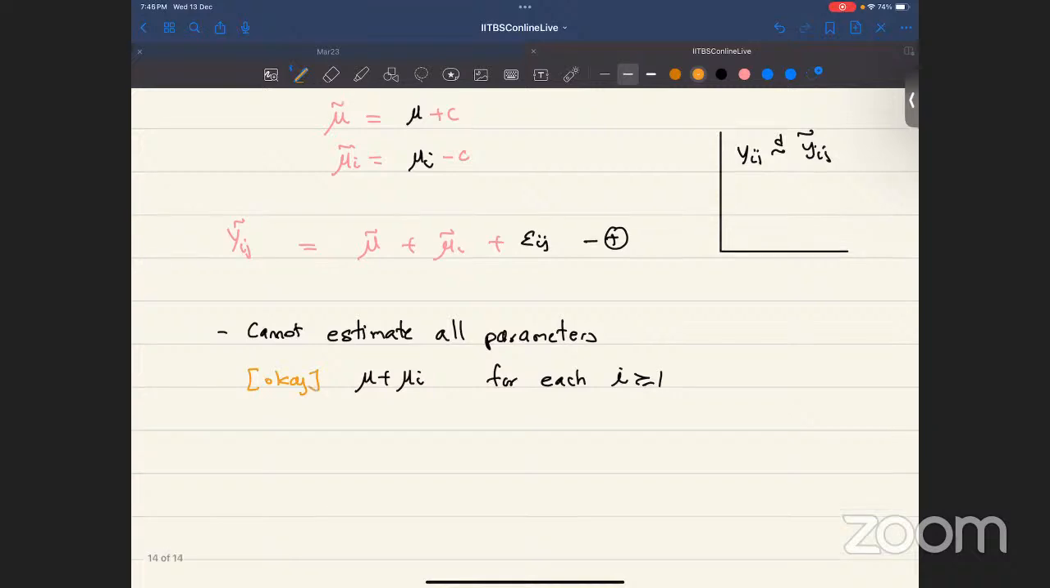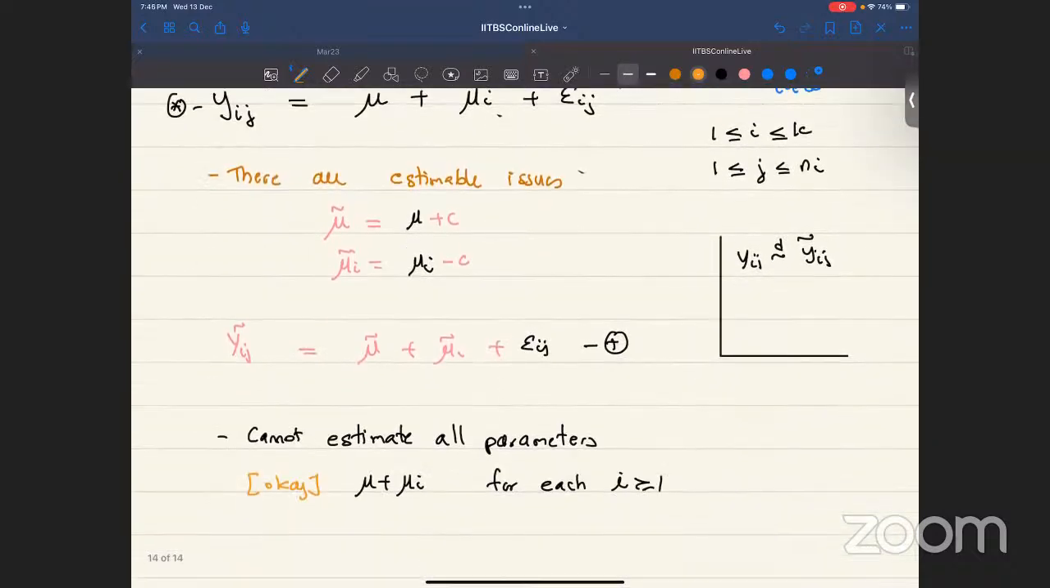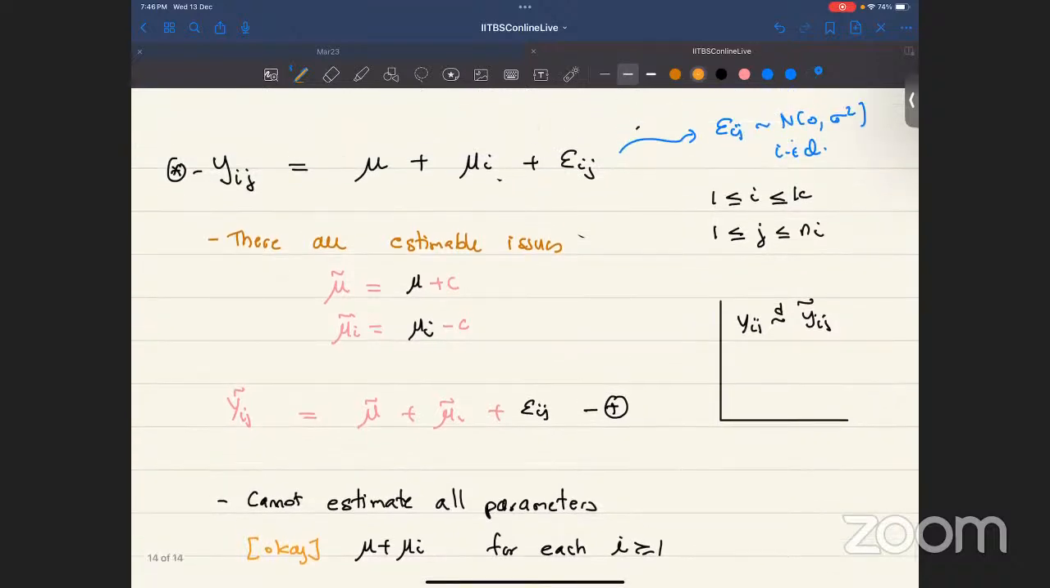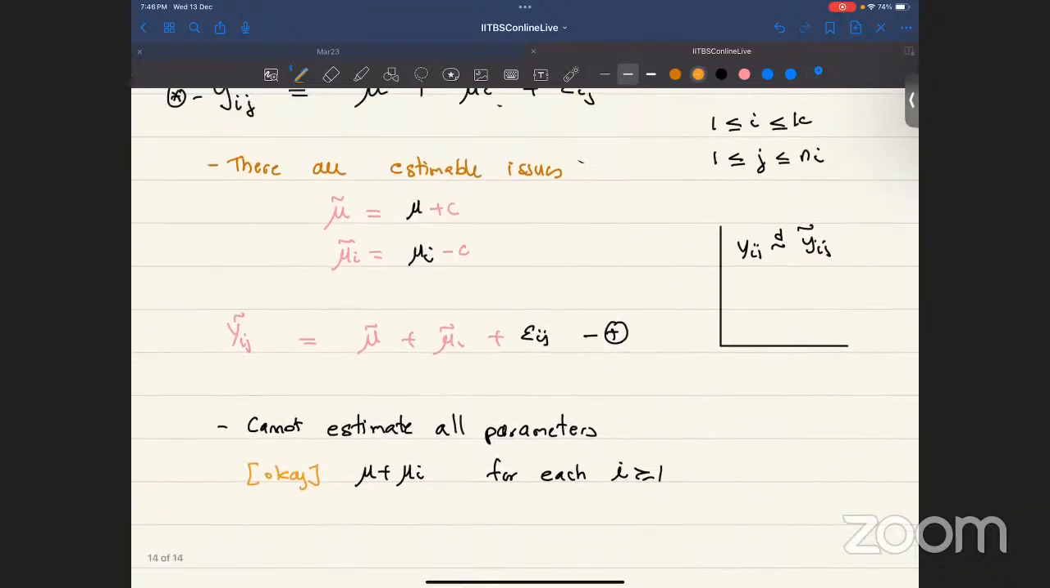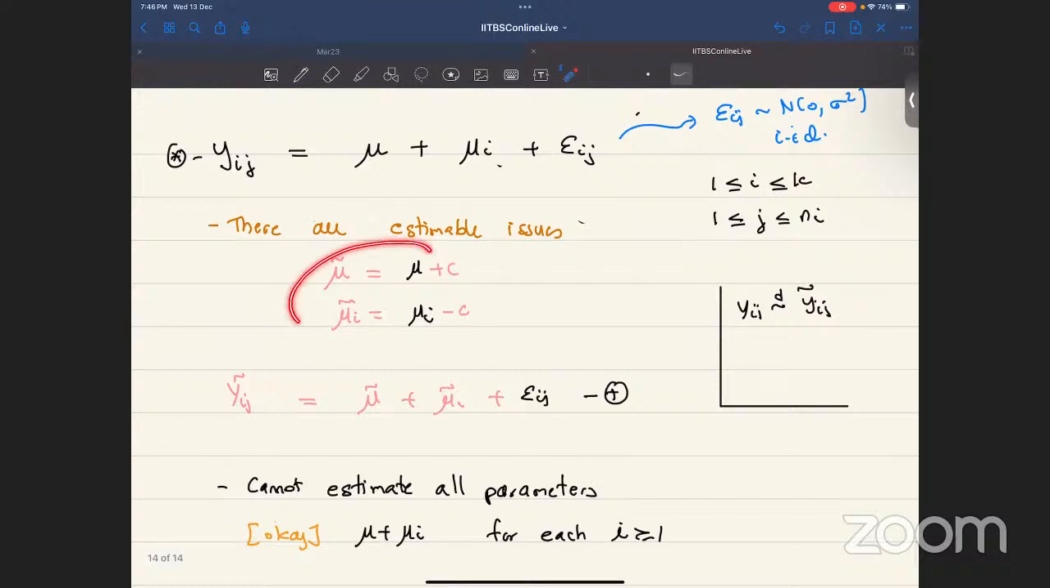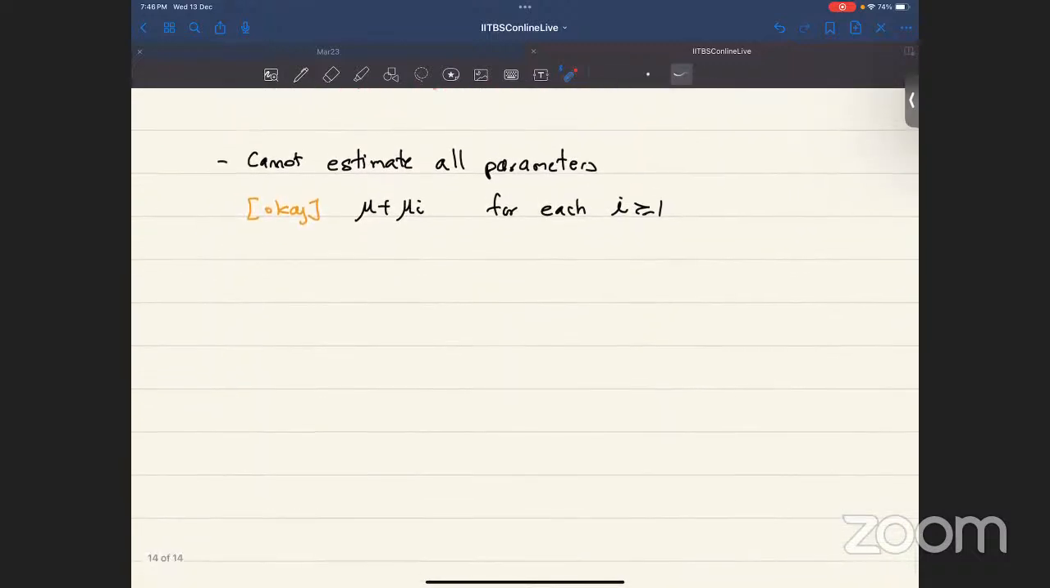The trick here is the following. If I want to estimate only mu plus mu_i, the identifiability issue will not come into place, because mu tilde plus mu_i tilde is the same as mu plus mu_i, no matter how I perturb the coordinates. So let's try and do a simple thing like this, a simple notational change.